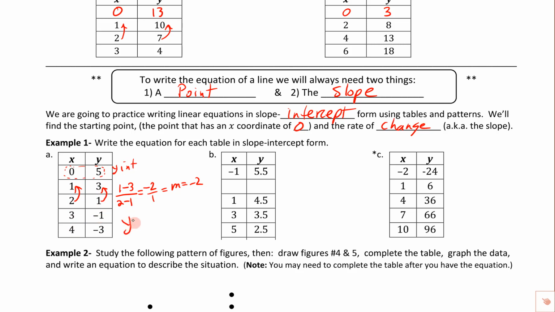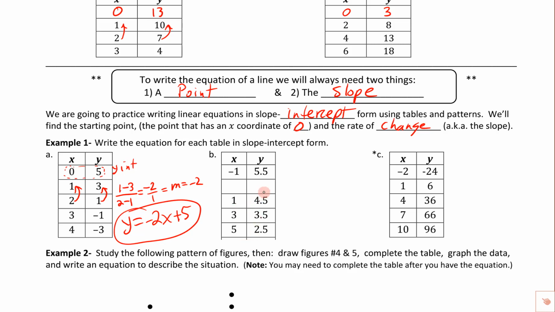So we'll write down the equation: y equals negative 2x, that's the rate of change right in front there, and then plus 5. So it starts off at 5, and then every time we count up 1 for the x's, we're going to take off 2 for the y's. Okay, let's take a look at this one.